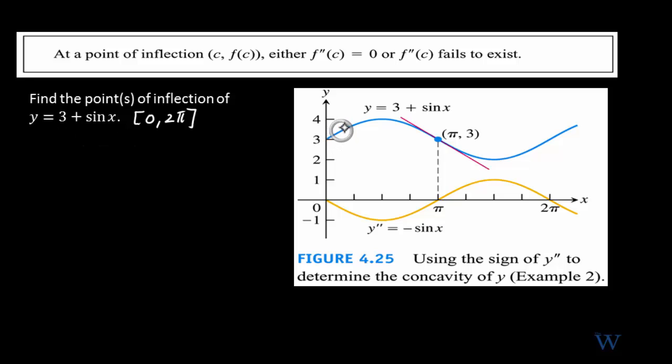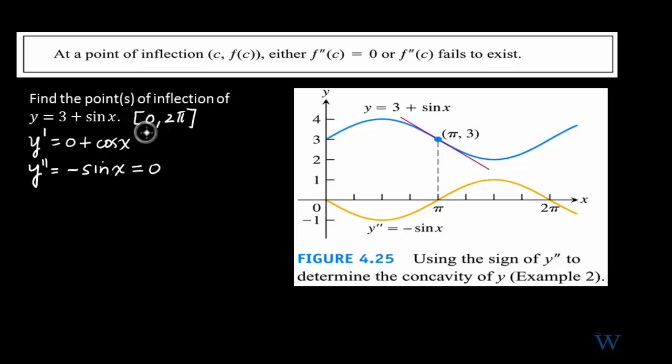And it's the blue curve. It's just the sine function that's translated vertically by 3 units. And what we do is we take the first derivative. Y prime is 0 minus sine of x, for the derivative of 3 plus cosine of x. Take the second derivative. Second derivative is negative sine of x. Now we are looking at the interval from 0 to 2 pi. So we set that equal to 0.